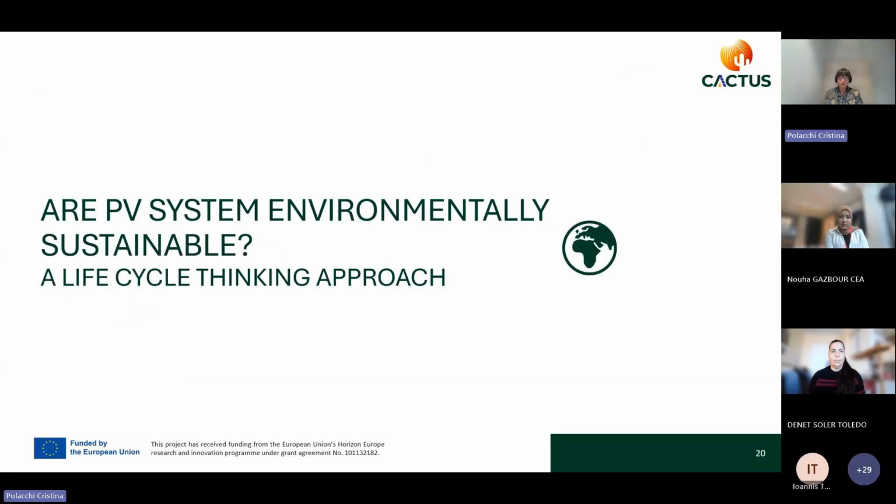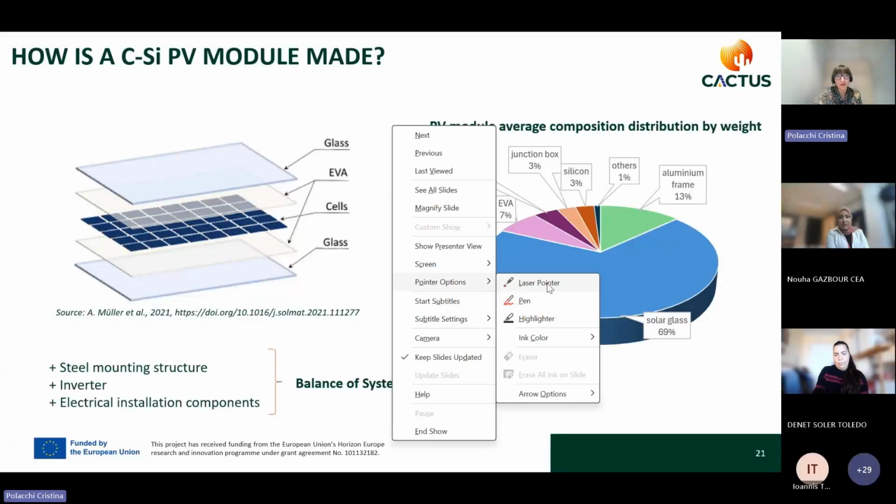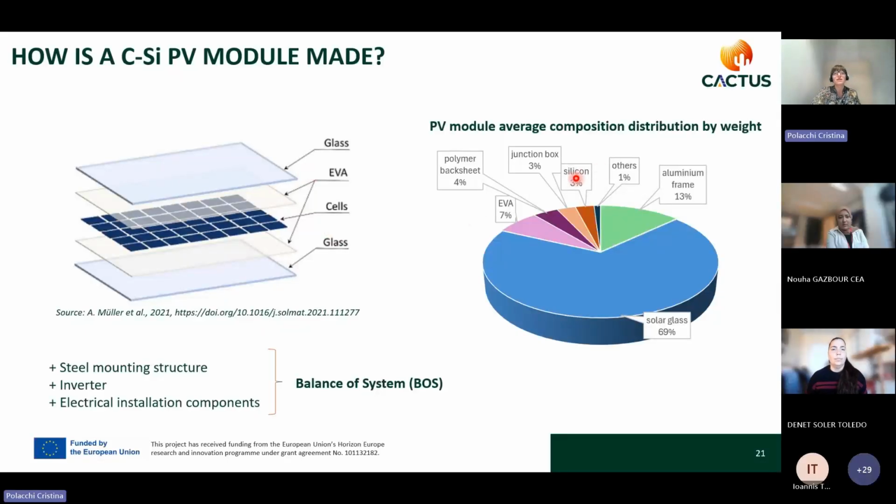And so after this quick overview, we can now try to answer the question: are PV systems environmentally sustainable? And see an example of results. First, if you are not familiar with PV modules, how a PV module is made in terms of material: you have the core of the PV module, which is the cell, in particular the silicon cell, but in terms of weight in the module it is only 3%.